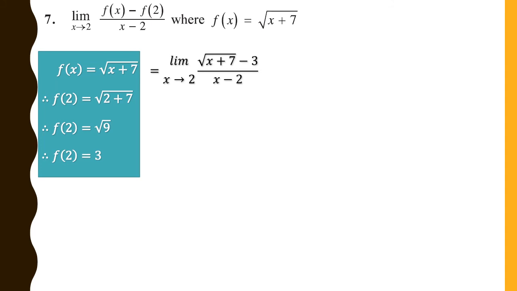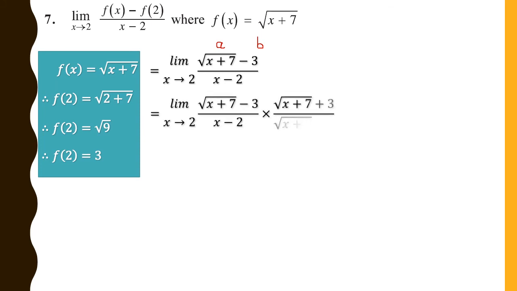Now this is a square root sum. So what we have been doing in this kind of sum, we will assume the first part as a, second part as b. So it becomes a minus b, and to solve this we need to multiply it with the a plus b format. That would make it root of x plus 7 plus 3. If we are multiplying, we also need to divide by root of x plus 7 plus 3.